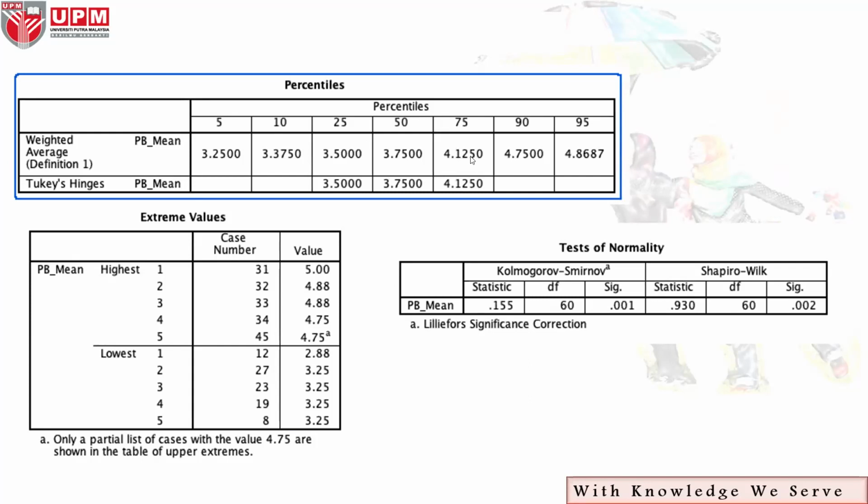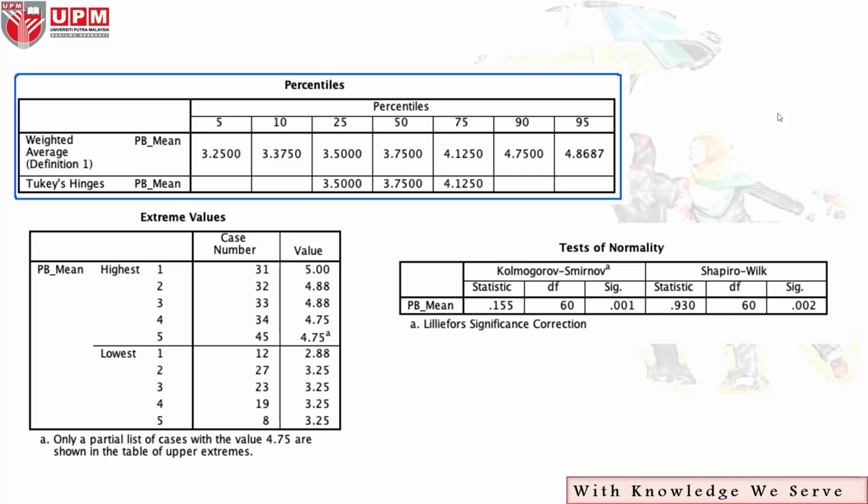So it will highlight the case, for example case 31. The score is 4.88. This extreme value may have a higher tendency to make our data not normal. This is the case that has the tendency to be deleted.